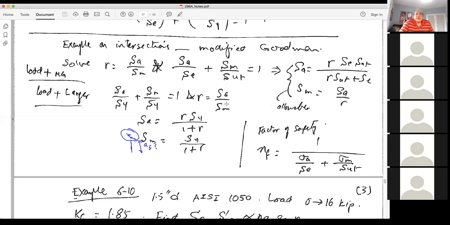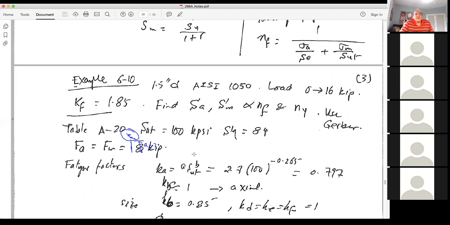And as I said, we have to guard against yield, and we have to do the same solution all over again, but the load line now solved with the Langer line. The Langer line is S alternating over S yield plus S mean over S yield equals 1, and we solve for that, we get the point. So that's kind of a procedure if we have two straight lines.